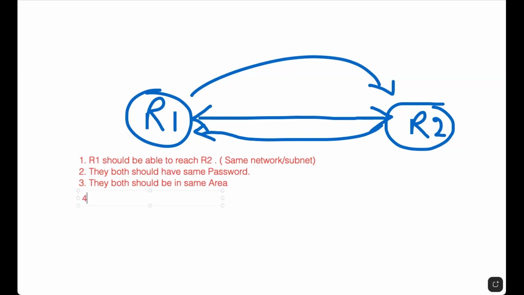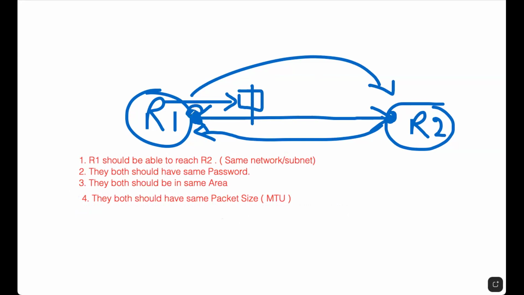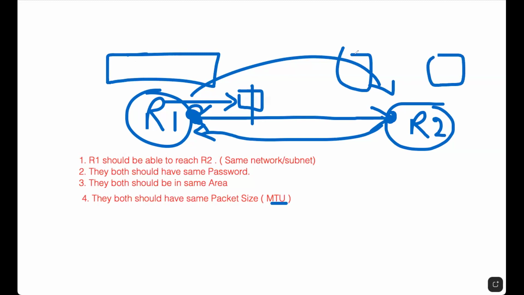Next. They both should have the same packet size, which is called MTU. So if R1 is sending some data to R2, R2 should be able to understand the packet size. Otherwise, the packet will be chunked into multiple packets and R2 will not be able to understand. So this interface MTU, maximum transmit unit, and this interface MTU should be the same. Otherwise, if it is chunked between two packets, R2 will not be able to understand the hello message correctly. So the packet size should be the same on both sides.